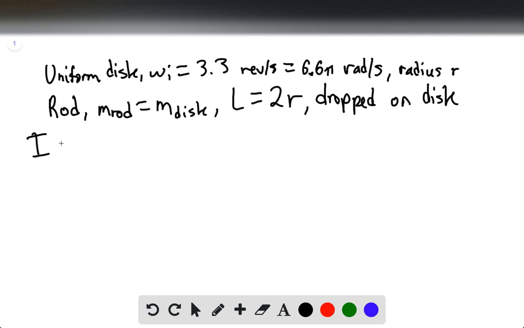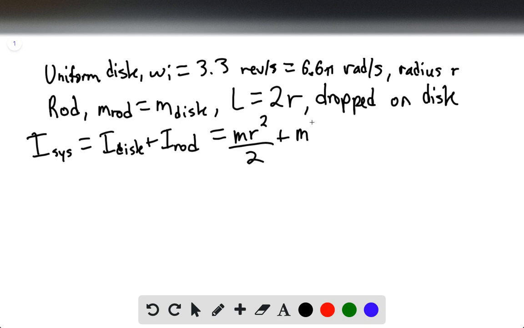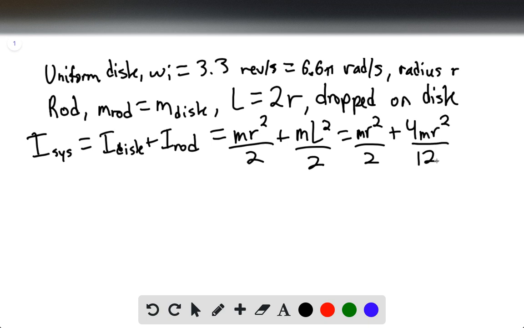So the moment of inertia of the system would be equal to the moment of inertia of the disk plus the moment of inertia of the rod. And in this case, this is going to be mr squared over 2 plus ml squared over 12. And this is going to equal mr squared over 2 plus 4mr squared over 12. And the moment of inertia of the system is going to be equal to 5mr squared over 6.